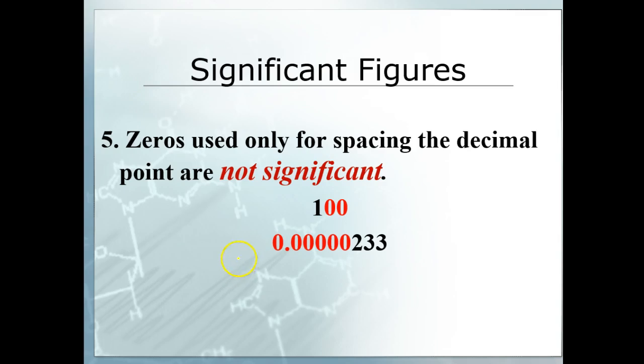Zeros used for spacing are not significant. So for instance, 100, we're using these two zeros as spacers. There is only one significant digit here, just the 1. These zeros are spacers. Now you're going to ask, but these are after a decimal. Yes, however, they are not the ending zeros. They are leading zeros. Leading zeros mean that they're spacers. So this one only has 3 significant digits. And those are our 5 rules.